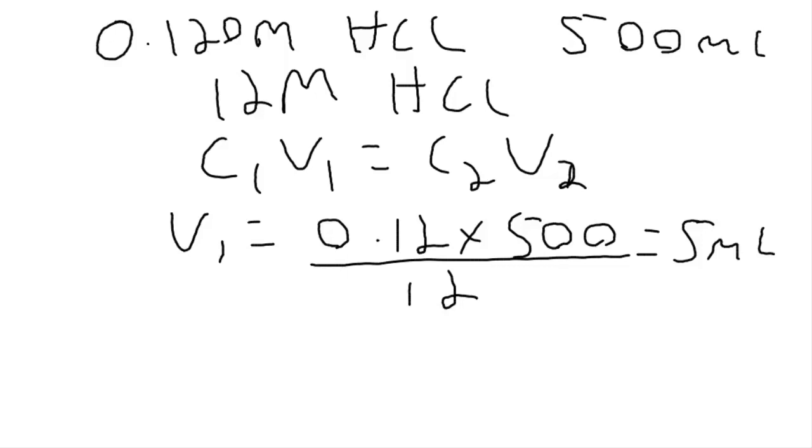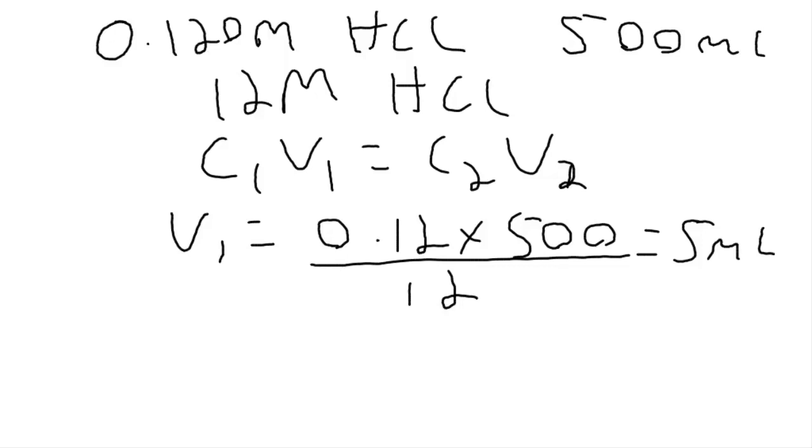So what that means is, in practice, what we would do, if we want to get this as precise as possible, we'd use a 500 milliliter volumetric flask, Class A glassware, and we would put some water in the bottom. We would add 5 milliliters from a transfer pipette, we'd mix it up well, and then add water to the line to get the 0.12 molar.